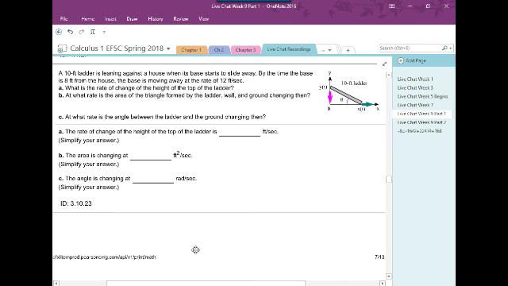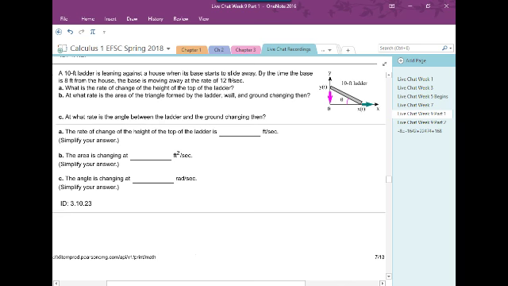That's part A. And part B, at what rate is the area of the triangle formed by the ladder, the wall, and the ground changing then? And part C, at what rate is the angle between the ladder and the ground changing then? Okay, so this is a related rates problem as well. And these always give people trouble. So let's take a look.